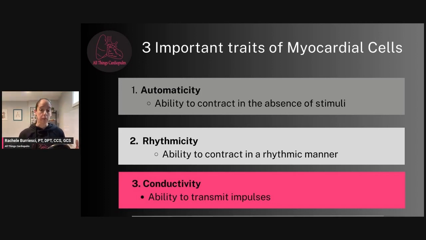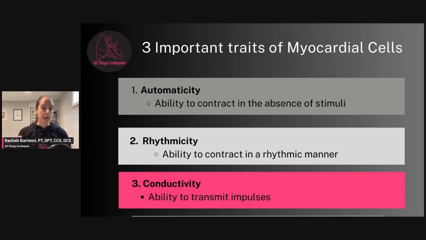Automaticity literally means that the myocardial cells have the ability to contract in the absence of stimuli. If you were to remove the heart from the body, for instance, during surgery, I don't know why you would ever do that, but in theory, if you did, it would continue to beat. And it would do that because it has automaticity.